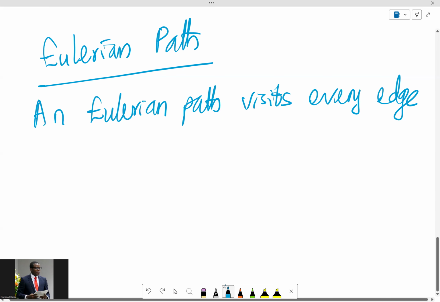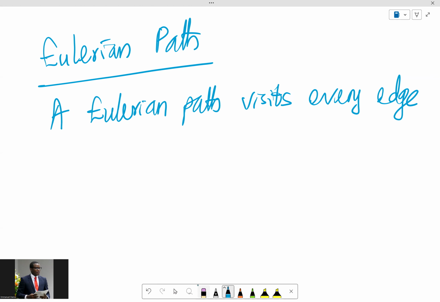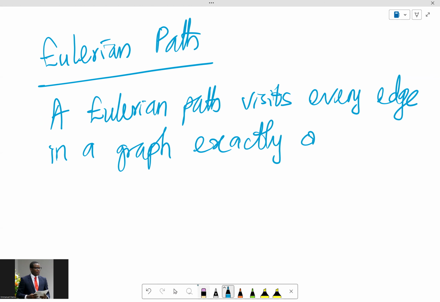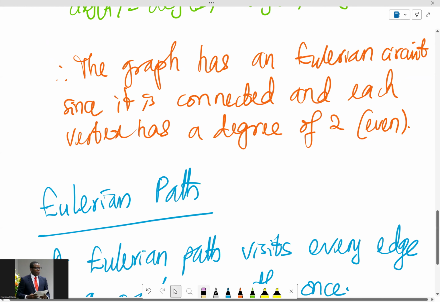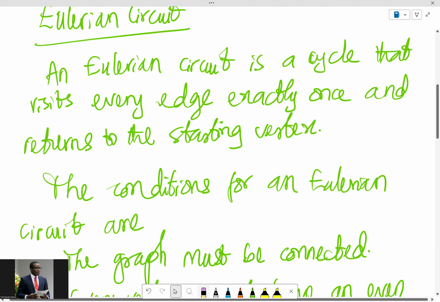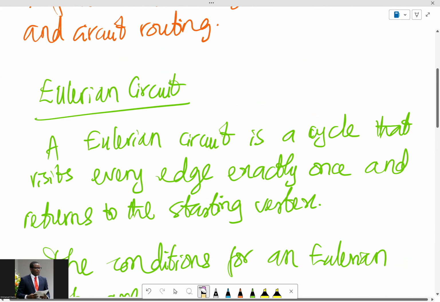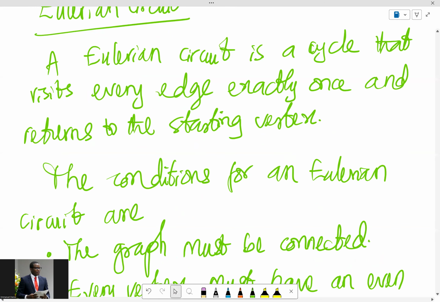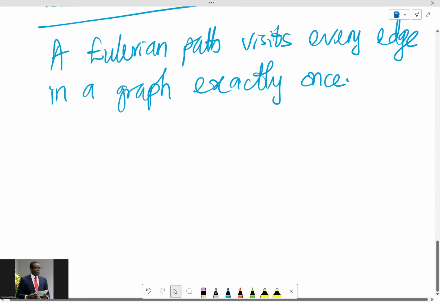A Eulerian path visits every edge in a graph exactly once. Now, the difference between a Eulerian circuit and a Eulerian path is that for the Eulerian circuit, you return to where you start from, but for a Eulerian path, you don't return to where you start from, basically.